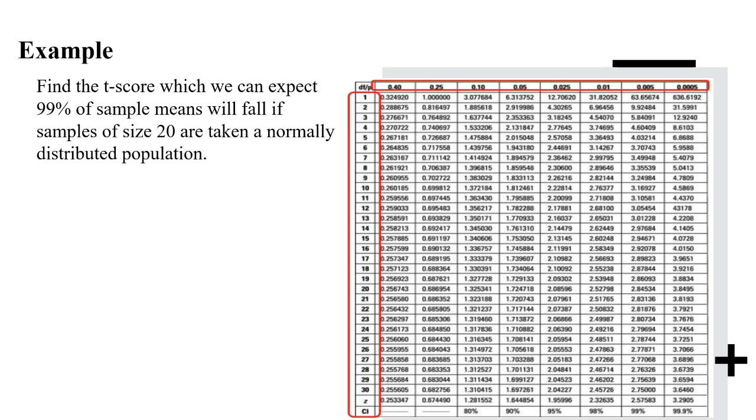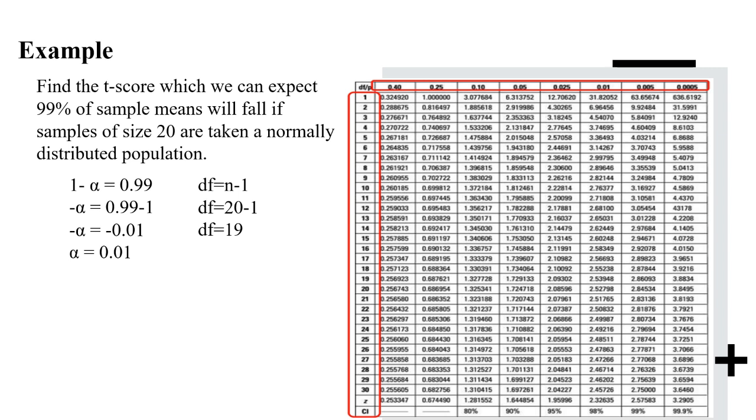Let's have an example. Find the t-score below which we can expect 99% of the sample means will fall if samples of size 20 are taken on a normally distributed population. The cumulative probability is 1 minus alpha, that is equal to 0.99. Let's compute for the alpha, that is negative alpha, that is 0.99 minus 1. We will now have negative alpha equal to negative 0.01. Then your alpha now is equal to 0.01. Likewise with the degree of freedom, we will now have df is equal to n minus 1. That is 20 minus 1, that is equal to 19.